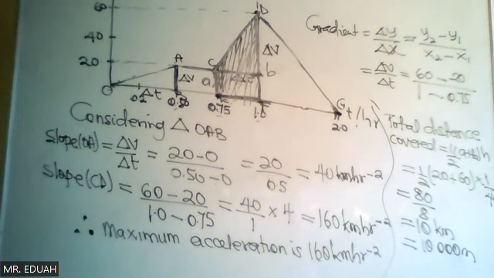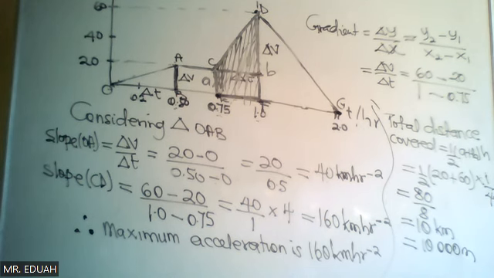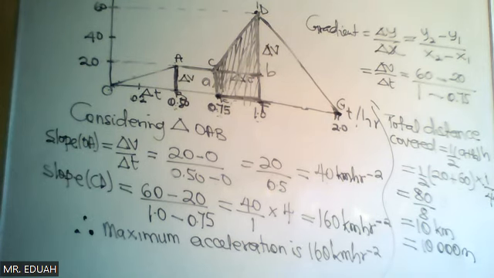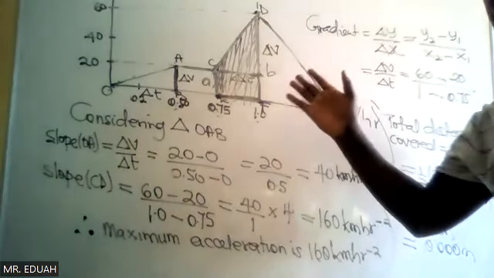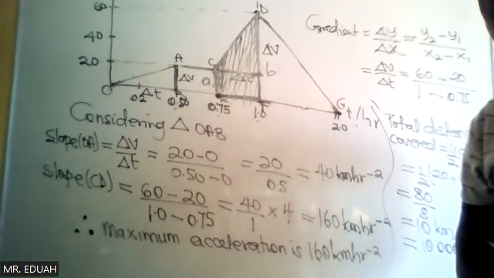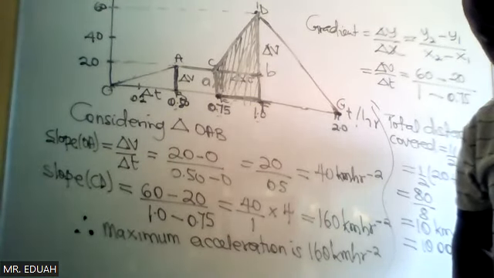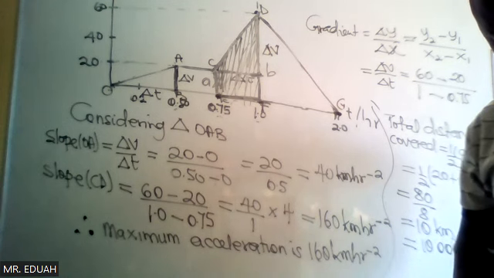So the graph below represents the relationship between velocity and time for an object in motion. So it is similar to this one. It's a velocity time graph. We have sections of the motion.